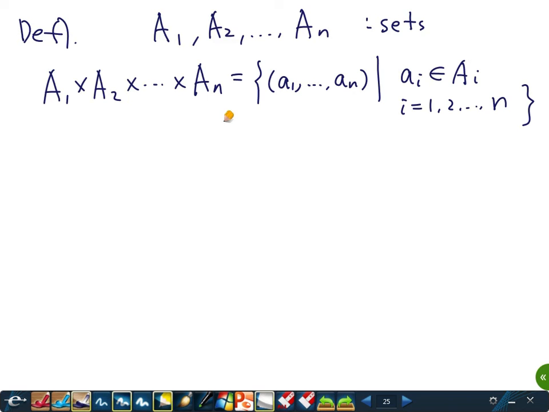So as before, you take one element from the first set. Again, the order is important. And you take one element from the second set, etc. And then you make an n-tuple out of these, and that will be one element in your Cartesian product.